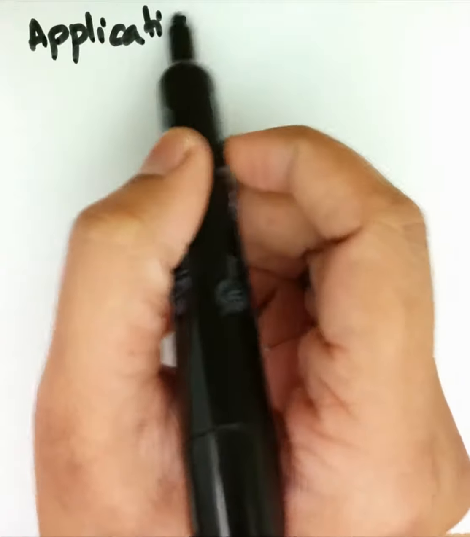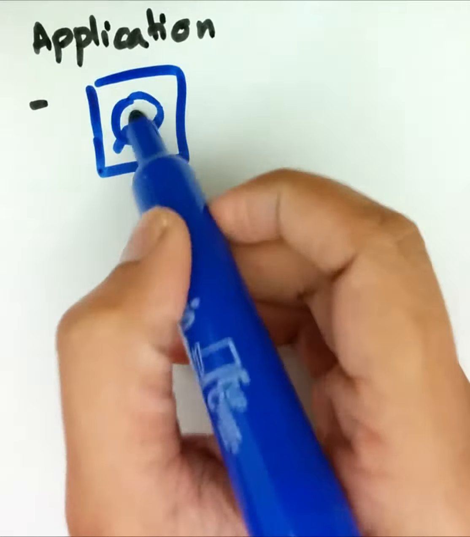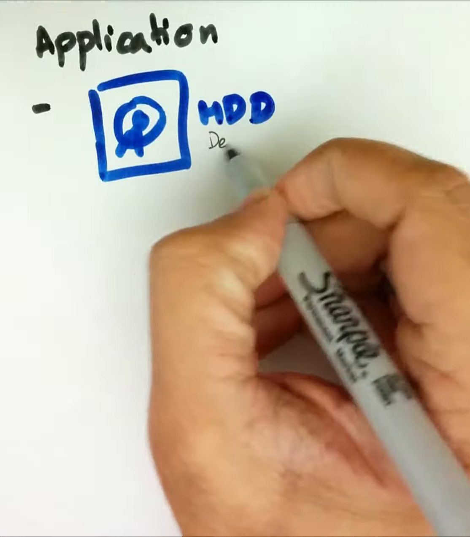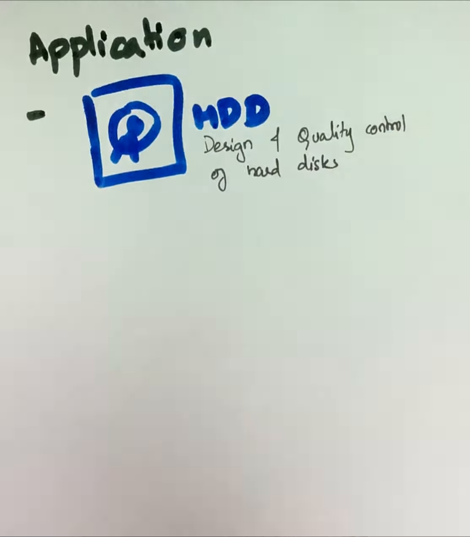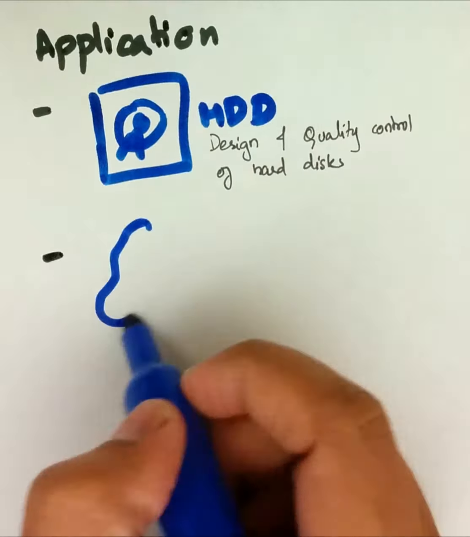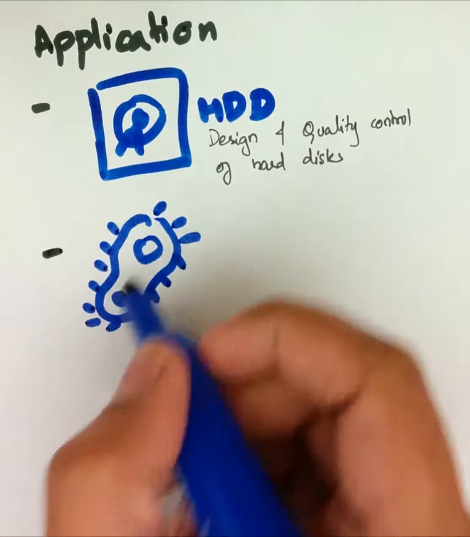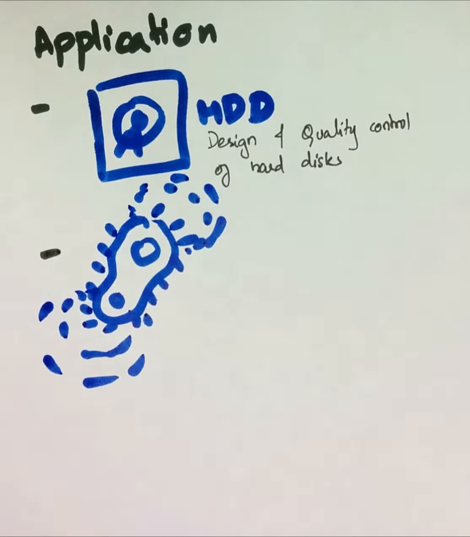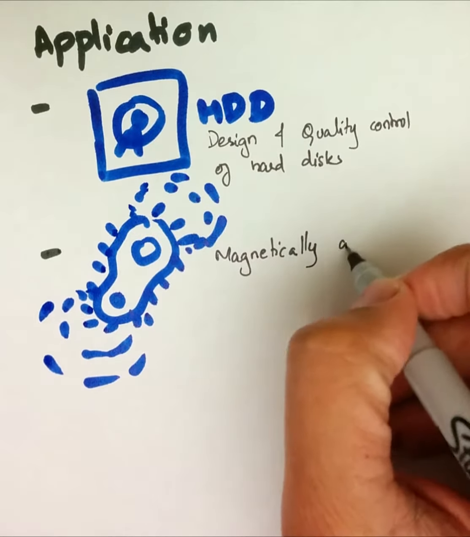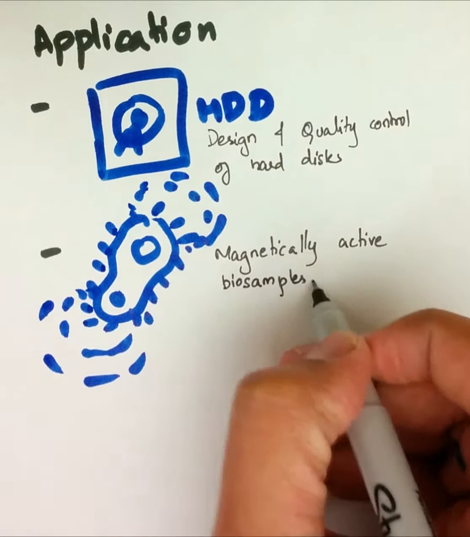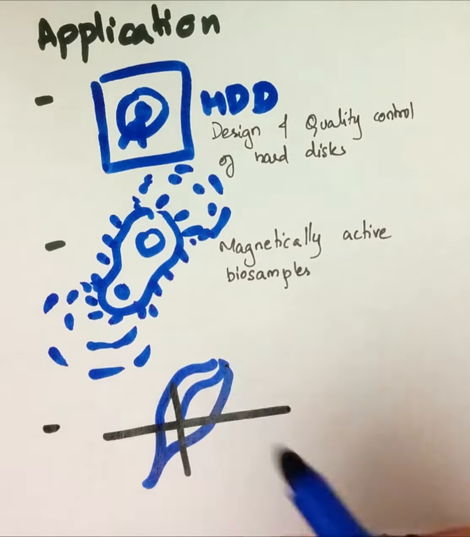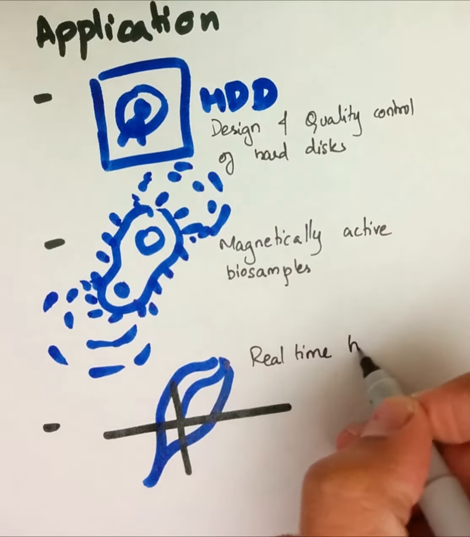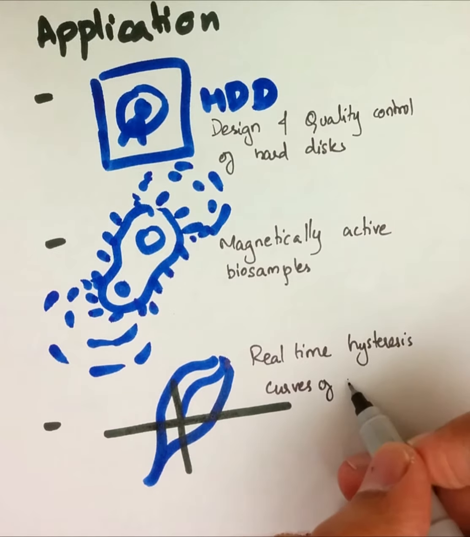The MFM technique has a wide range of applications. It is used by magnetic disk manufacturers for the design and quality control of hard disks. Also, MFM finds applications in studying magnetically active biological samples and superconductors. Real-time hysteresis curves of nanostructures and magnetic inclusions on the surface can also be obtained using MFM.